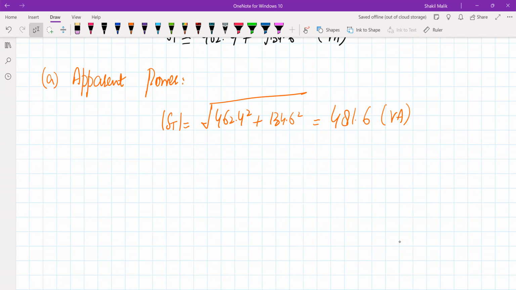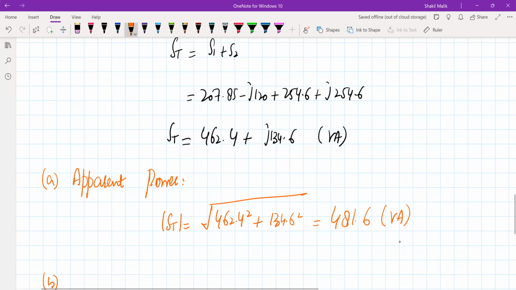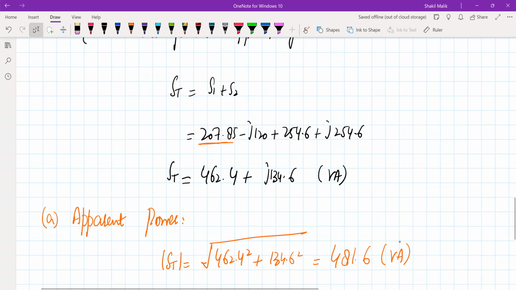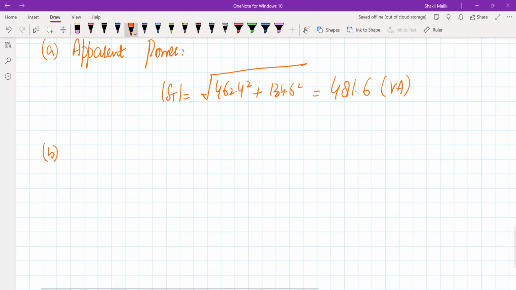All right, so the second part of the problem was, what is the total real power? How much is the real power supplied by the source? That will be the total real power absorbed by the two elements. The real power absorbed by the first element is this much, and the real power absorbed by the second element is this. So just simply take the sum.